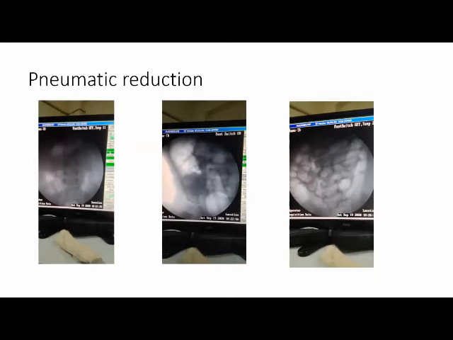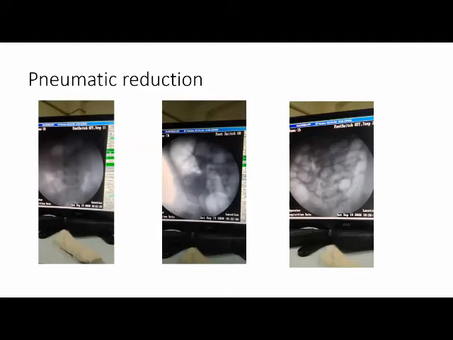Before starting itself, you need to always keep a broad gauge needle aside, so that if at all perforation occurs, suddenly the child can go into vagal shock. In that case, you will have to put a needle at the McBurney's point to deflate the abdomen, so that the bradycardia can be prevented.